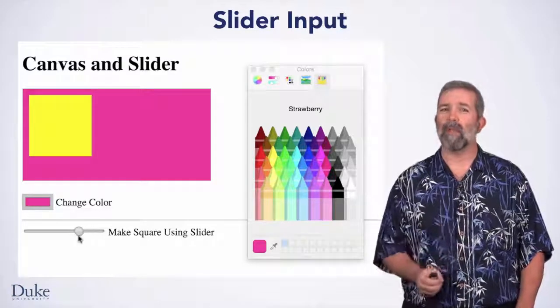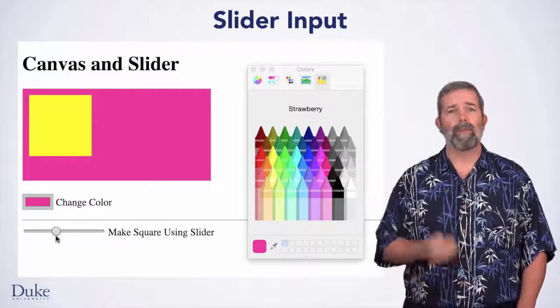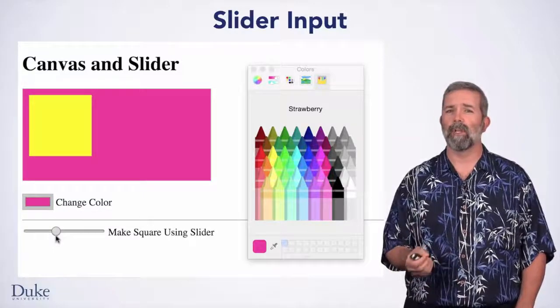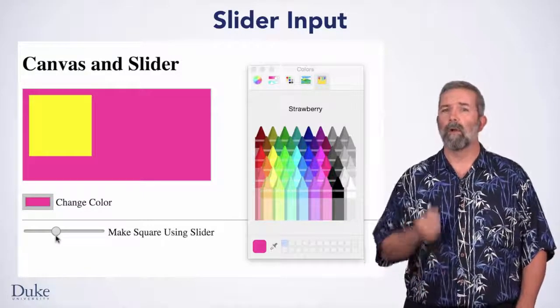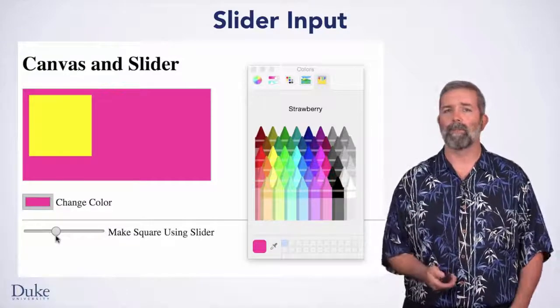The square can be made larger with the slider, but it doesn't seem to get smaller. This is because each time the onInput event handler calls the doSquare function, it draws another square, one on top of the other. But the old ones are not cleared.